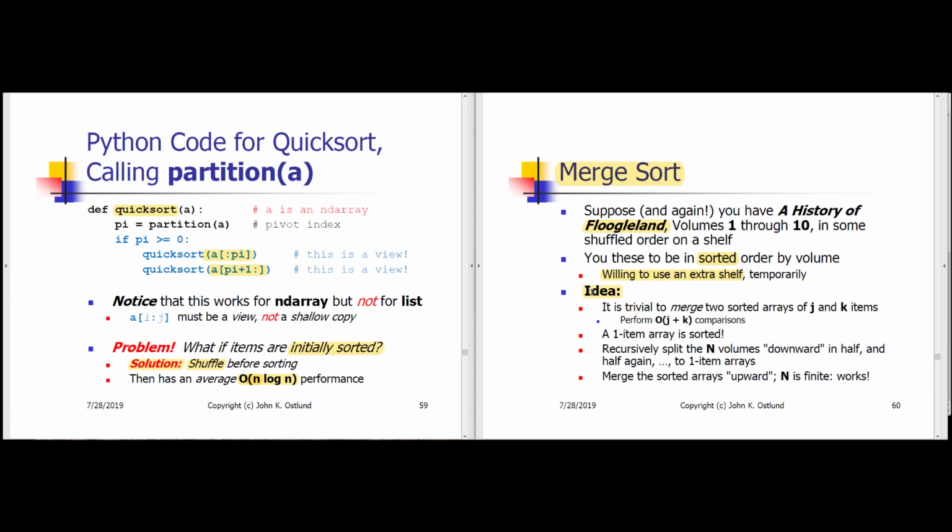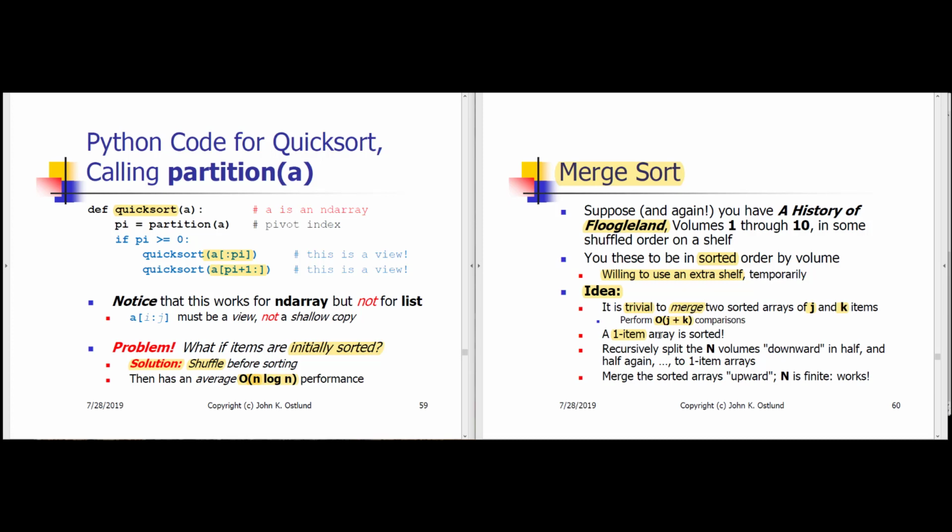So what's the basic idea for merge sort? Well, we know that if you have a sorted array of j items and another sorted array of k items, that it's trivial to merge those two arrays together into a single sorted array. You only have to do j plus k comparisons of the items in j with the items in k in order to get this merge to complete. We also know that if the array only has one item in it, it is sorted and there's nothing else to do.